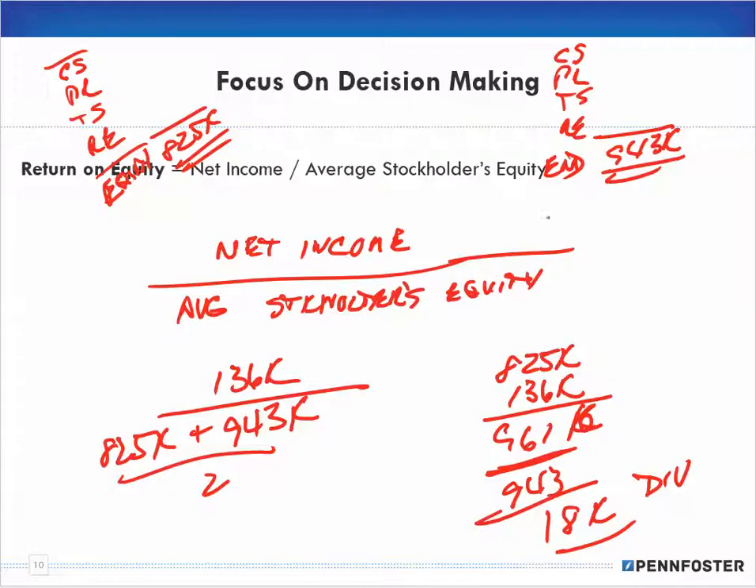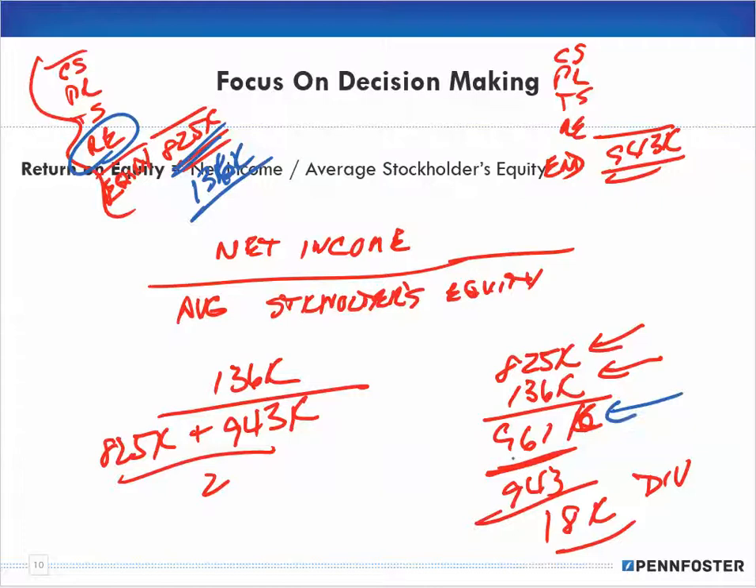Well, if I take my beginning, which takes into consideration any of these things in my equity section, and that's 825,000, and I know that my net income for the period is 136,000, well, that net income affects this retained earnings account, right? So if this was 825,000 and all I did was close out my net income to my retained earnings, my 825 plus my 136 should have given me 961,000, right?